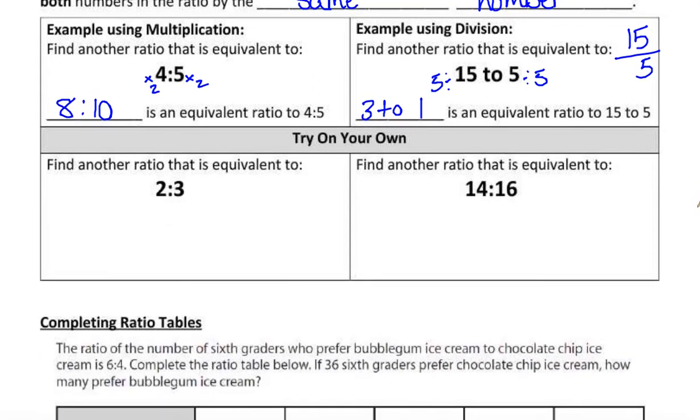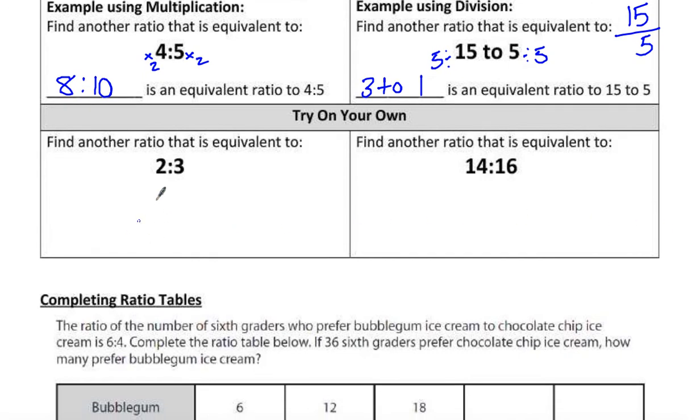So why don't you try this one? You can either multiply or divide by the same number. Let's multiply this one by 2 to make an equivalent ratio, and we'll divide this one by 2. So go ahead, you do those and tell me what my new ratios are. Unpause when you're ready to check.